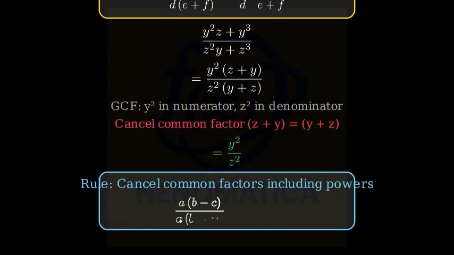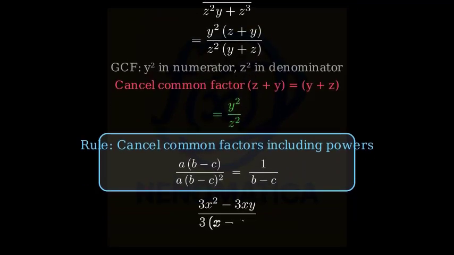Rule: factor out common terms and cancel powers. For example, if the numerator contains a factor a times (b minus c) and the denominator contains a times (b minus c) squared, then 1 factor of b minus c cancels, leaving 1 in the denominator.